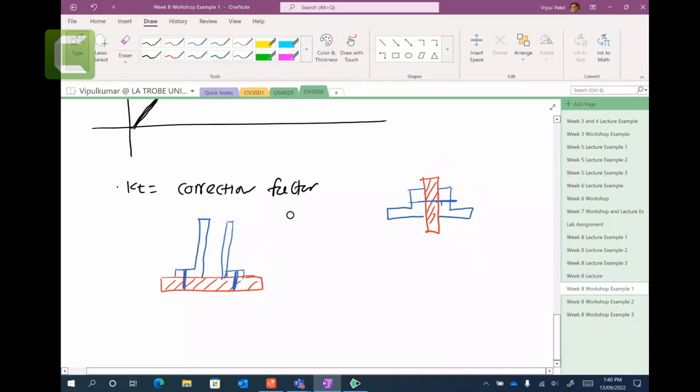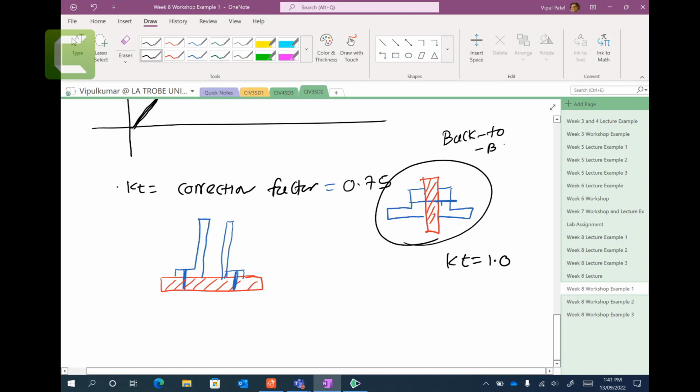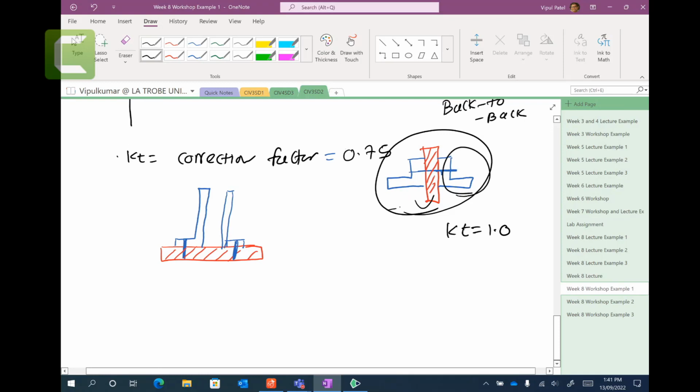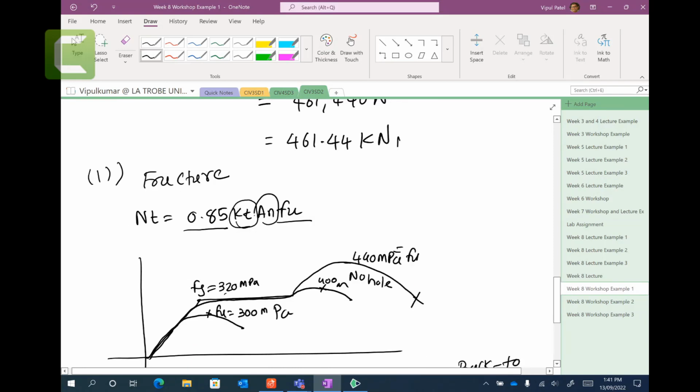So is everyone okay with that one? KT equal to 0.75. Understand that? And in this configuration, we take KT equal to 1. This is the back-to-back connection. It can be classified because you have this gusset plate and you have a connection on the left and a connection on the right. In this gusset plate, you have just a connection on one side. Therefore, we have KT less than 1, and that's KT equal to 0.75. So KT equal to 0.75 is done.